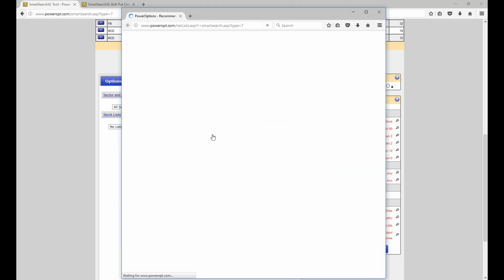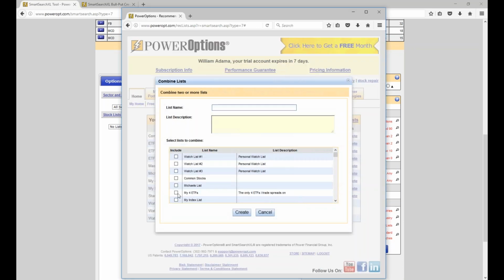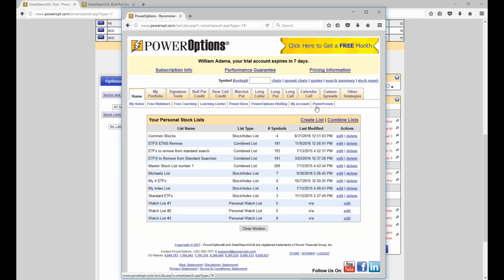How did I do that? Well, I went into create and modify lists, and then I went into combine lists, and I just checked the boxes there, scrolled down, and I checked the box for inverse ETFs and leveraged ETFs, and I created my own list. Okay, so you can combine lists at any time or create your own personal list, of course.